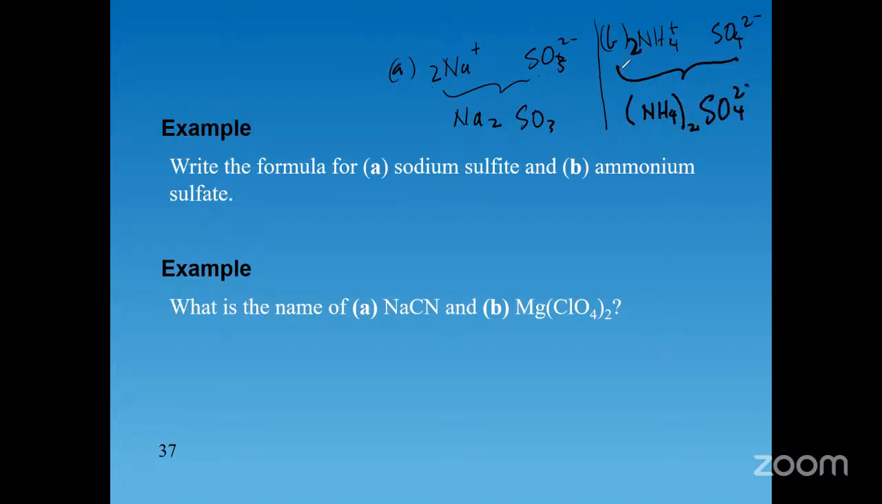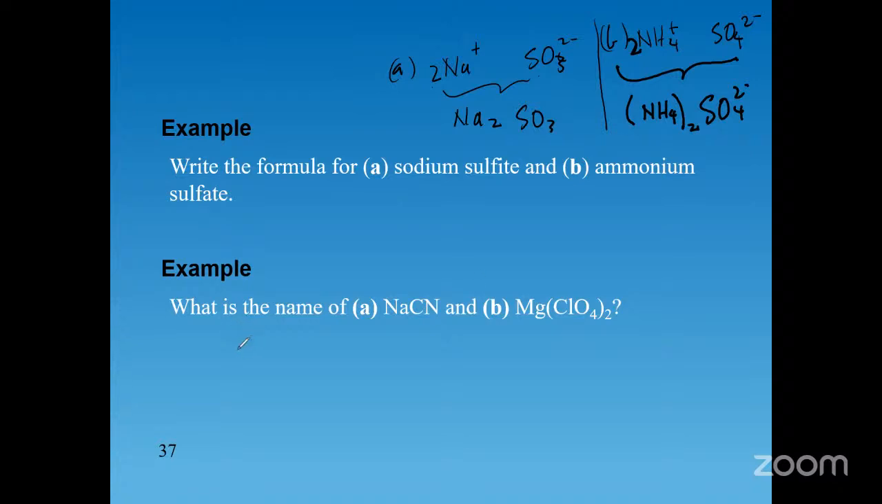So you'll notice that because there are 2 ammonium ions, and because it's polyatomic, in the formula you have to surround it with parentheses, and then you put the number of those ions outside as a subscript, all right? And that's basically how you deal with polyatomic ions, if you have more than one of them represented in the formula, all right?